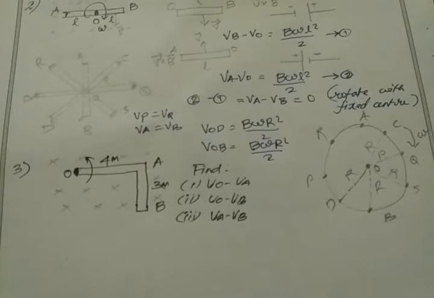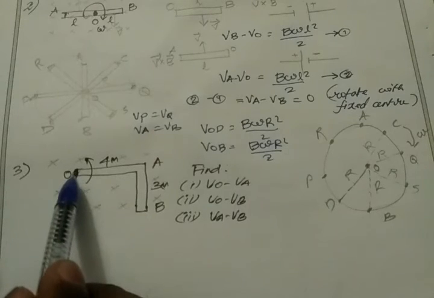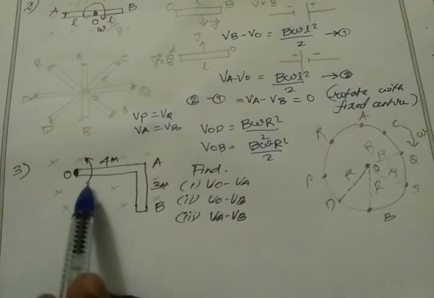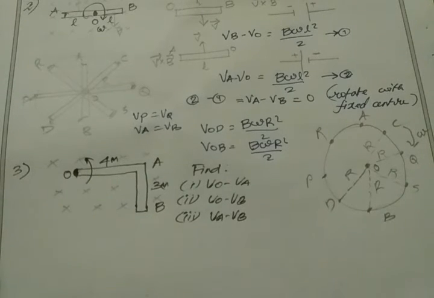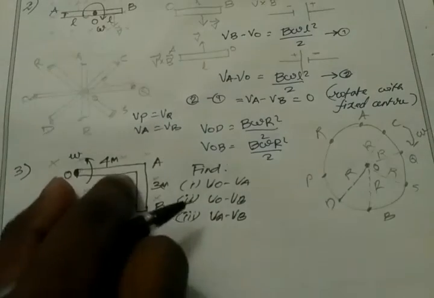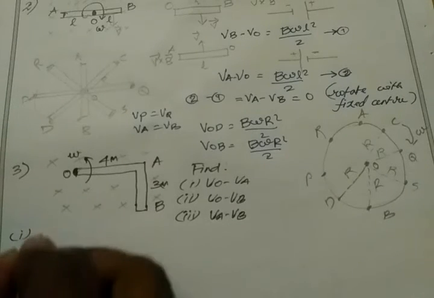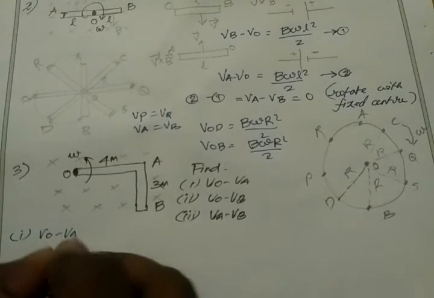Try this problem yourself, very easy problem. So here we have an L-shaped rod, okay, which rotates about fixed center O. It rotates in anti-clockwise direction with angular velocity omega, and this side is 4 meter, another side is 3 meter. So we have to find VO minus VA. Find the value of VO minus VA.